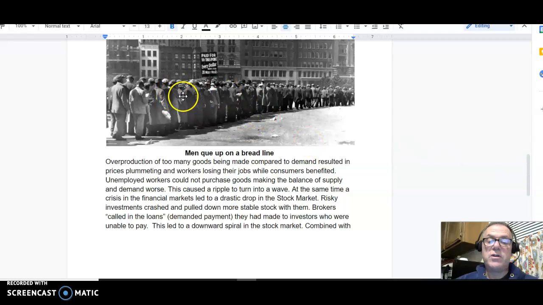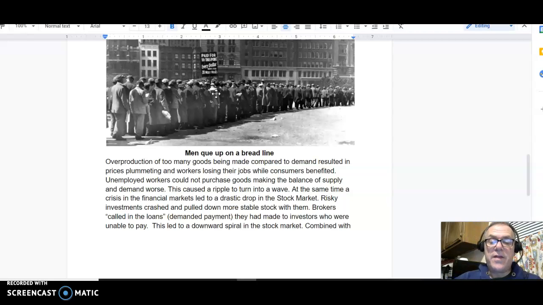You have a picture here during the Depression of men waiting for bread. This is a soup line or a bread line, and they basically had no money, had no job, and they would be relying on charity instead of work to get fed.